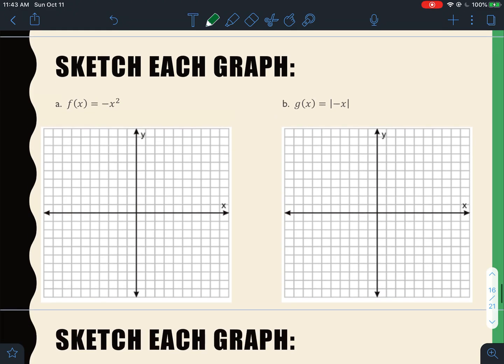So go ahead and now, using that information, see if you can sketch each of these guys. What would it look like if you did negative x squared, and what would it look like if you did the absolute value of negative x? So pause the video and try those.